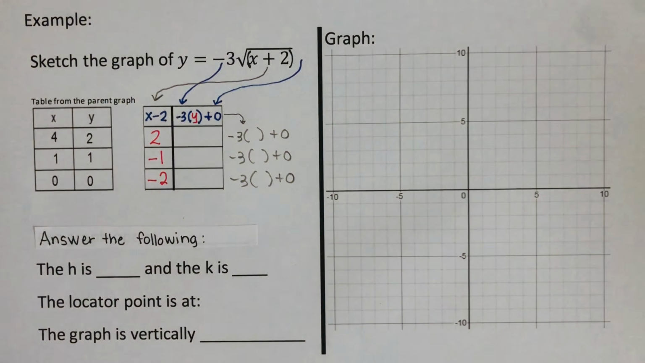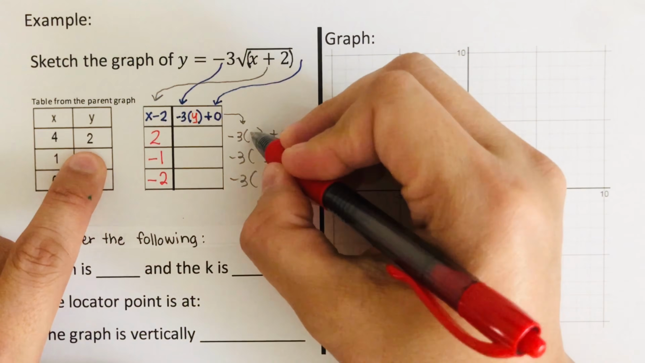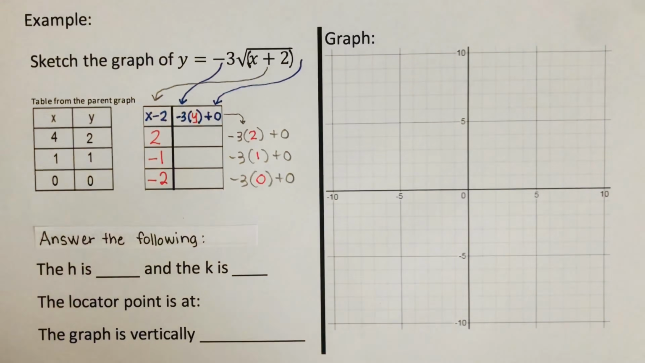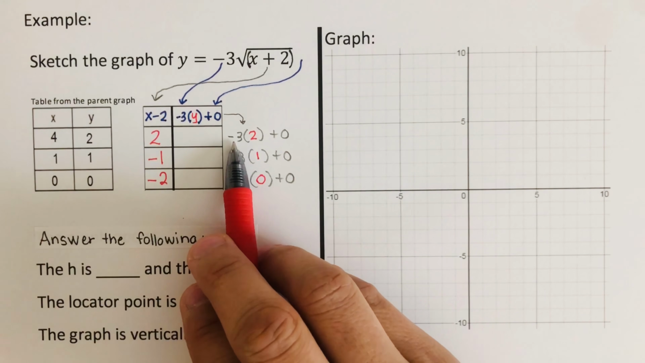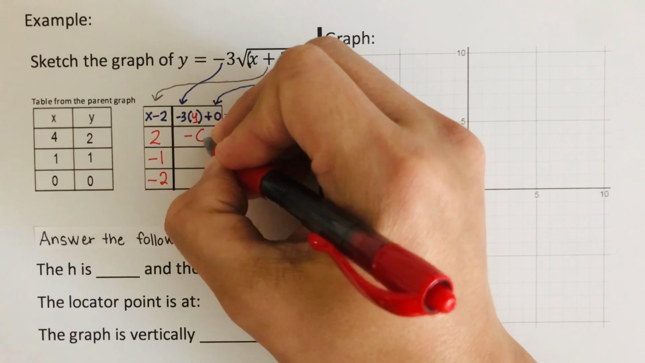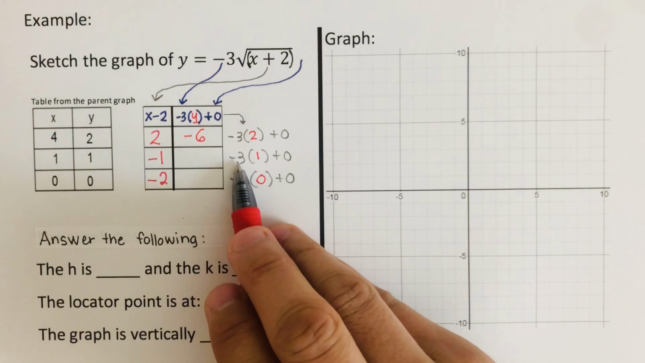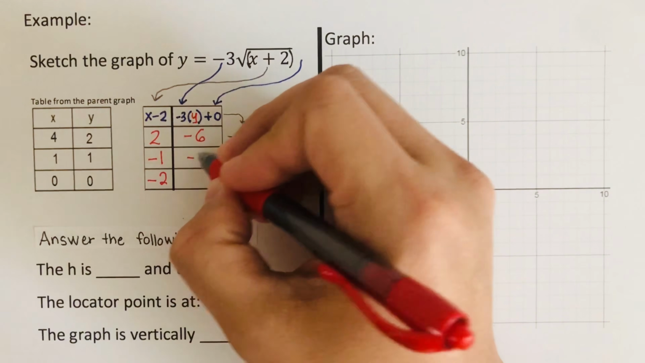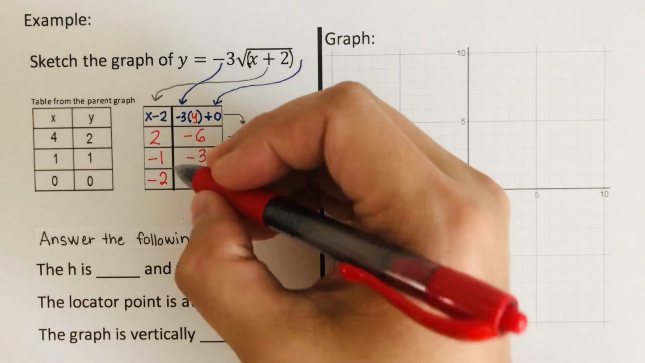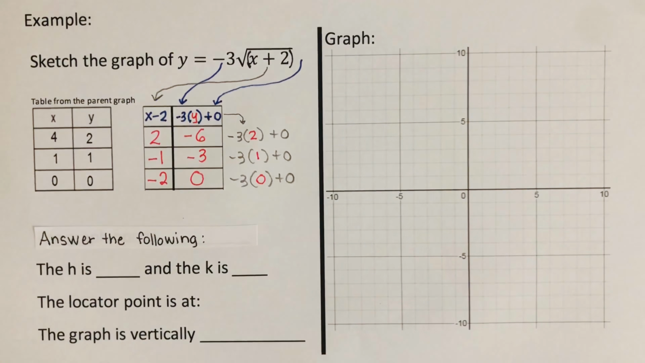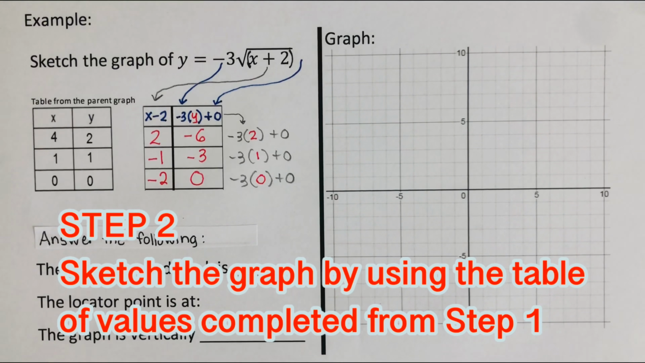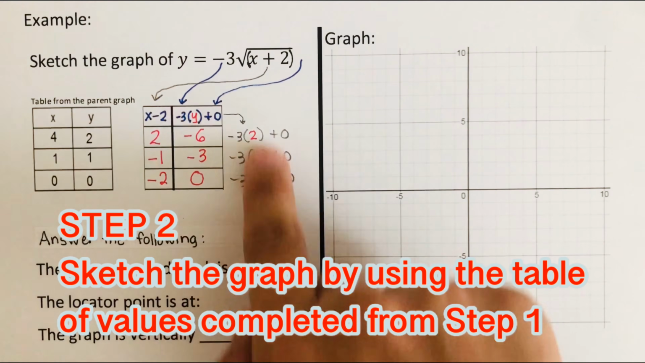So the y values that we're going to put in here would be 2, and then I put in the 1 and put in the 0. So we're just going to do the math here. Negative 3 times 2 is negative 6 plus 0 is just negative 6. Negative 3 times 1 is negative 3. And then negative 3 times 0 is 0. So then we go ahead and move on to step 2, which is to sketch the graph using the table of values from step 1 that we have completed right here.